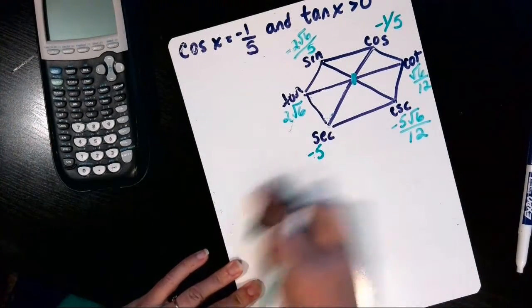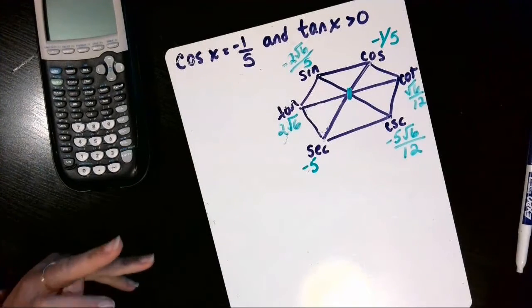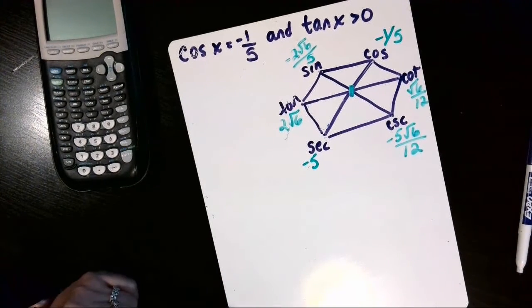Now we've evaluated all 6 of the trig ratios for the angle whose cosine is -1/5.